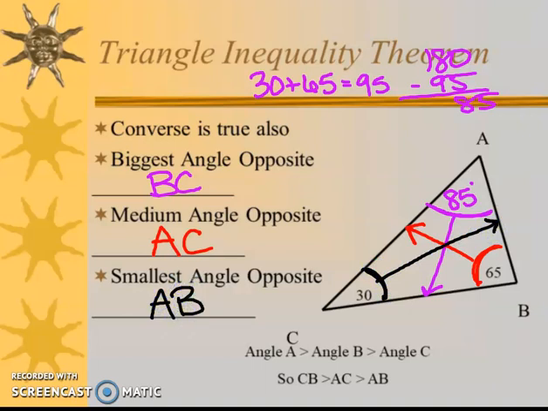So if you notice at the bottom of this slide, it's listed angle A is greater than angle B, which is greater than angle C. Well, that makes sense because this is 85, 65, and 30.